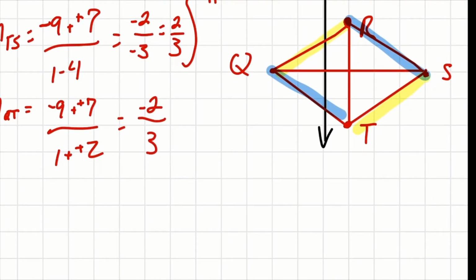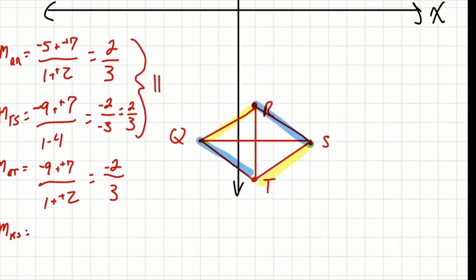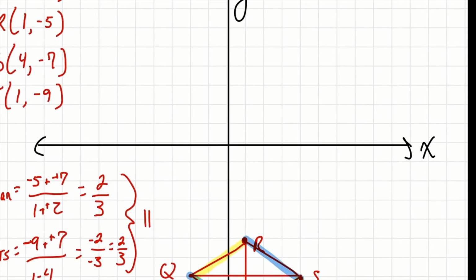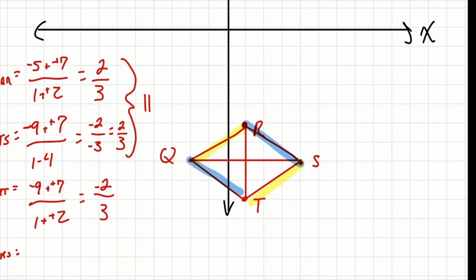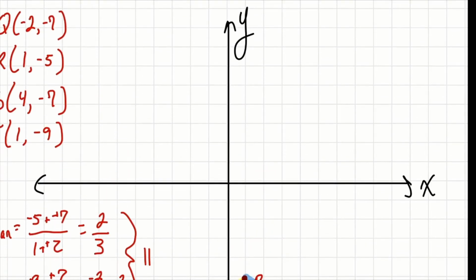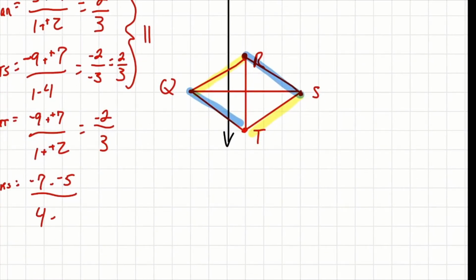So the slope of RS is equal to -7 minus -5 over 4 minus 1. So it's just addition, and we get exactly the same thing, -2 over +3. -2 over +3. So I can bracket these off, and then I can put a parallel right there.